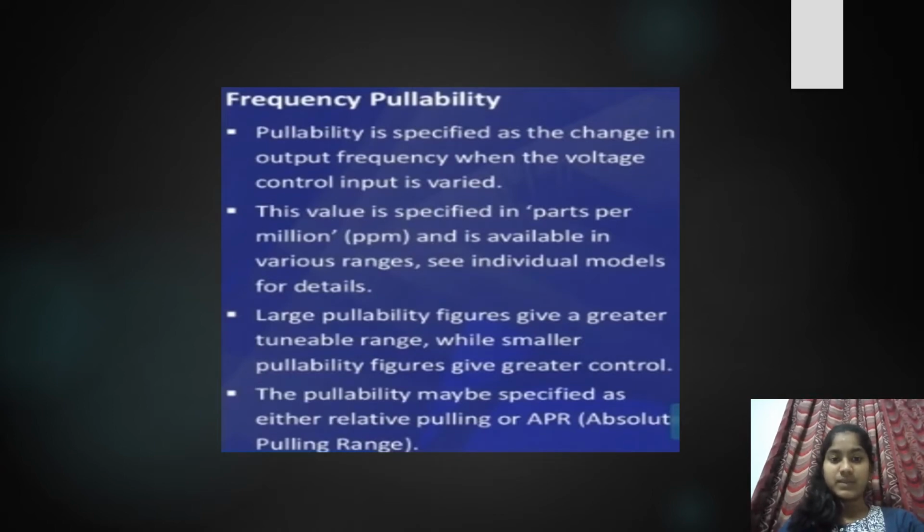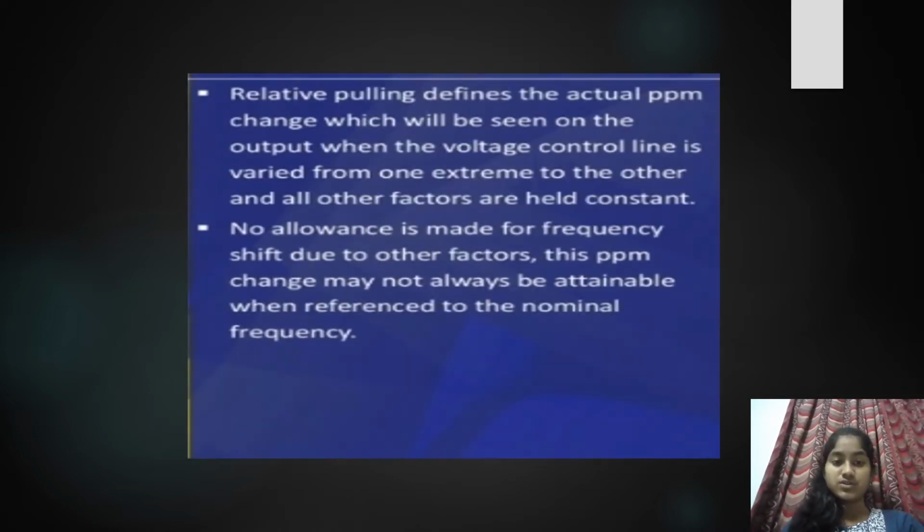Frequency pullability. Pullability is specified as a change in output frequency when the voltage control input is varied. This value is specified in parts per million and is available in various ranges. See individual models for details. Large pullability figures give a greater tunable range while smaller pullability figures give greater control. The pullability may be specified as either relative pulling or APR, that is, absolute pulling range.